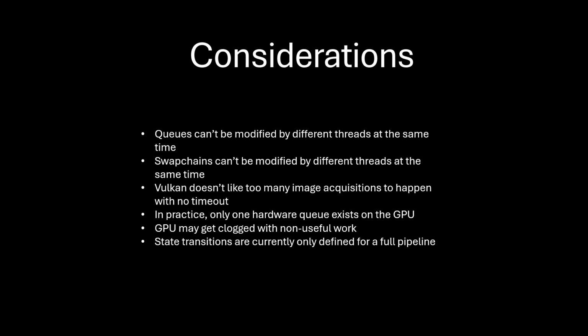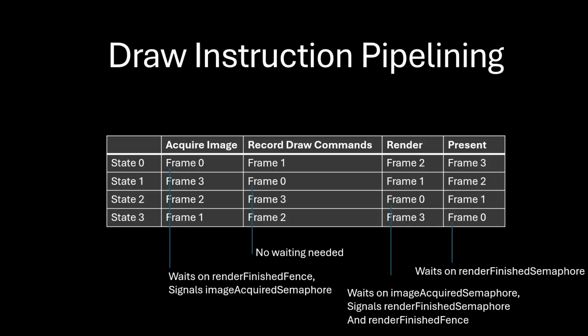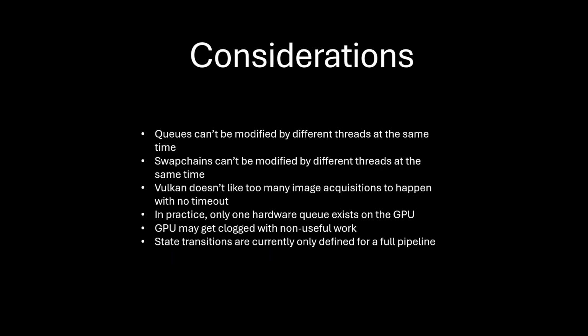Okay, so next thing. Only one hardware queue. I already talked about that. Okay, cool. Next thing, GPU may get clogged with non-useful work. So although it's true that we can sort of do all these things at the same time, let's say, for instance, that... Actually, you know what? I changed my mind. Looking at this diagram, this actually looks okay, I think. Let's find out. We're going to leave that.